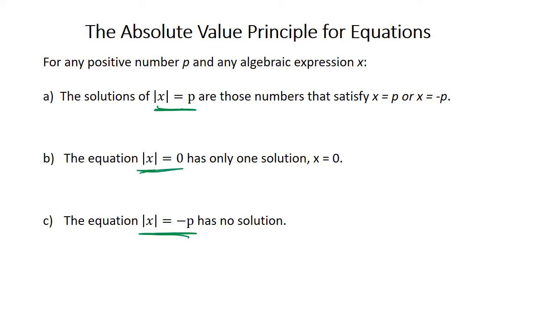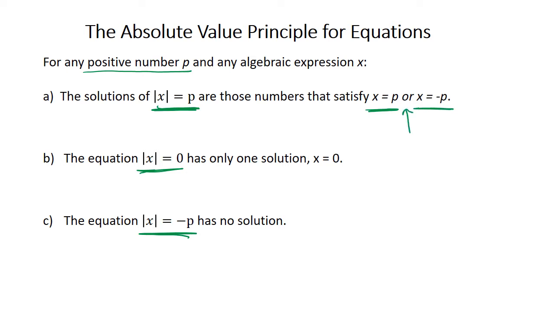So one of the things I'm going to start with is let's assume p is positive. And even though I have x here, it could actually be any algebraic expression inside of the absolute value. Let's start with this simply. The solutions of the absolute value of x equal to a positive number are going to be those numbers that are on either side of 0 on a number line. So that means x could be p or x could be negative p.